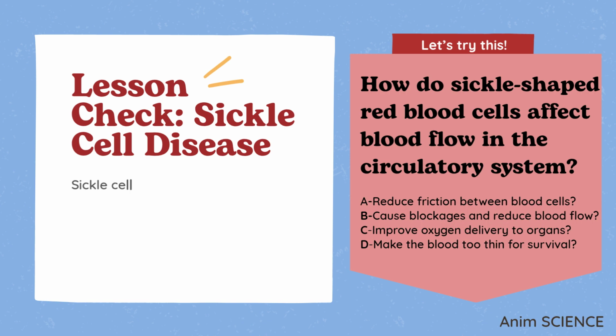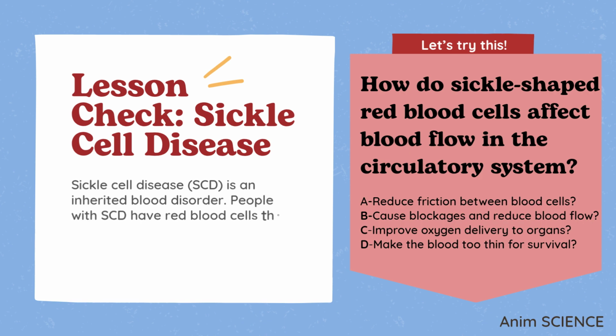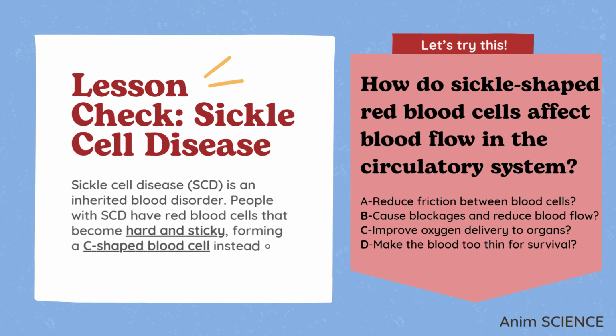Now let's check your understanding of sickle cell disease. Here is a question for you. How do sickle-shaped red blood cells affect blood flow in the circulatory system? Do they reduce friction between blood cells, cause blockages and reduce blood flow, improve oxygen delivery to organs, or make the blood too thin for survival? Take a moment, think carefully, and choose the correct answer.